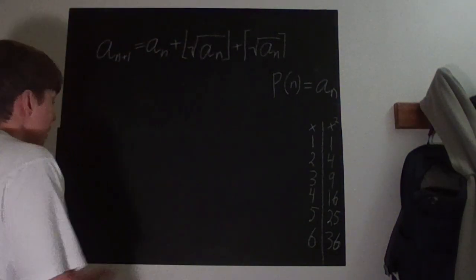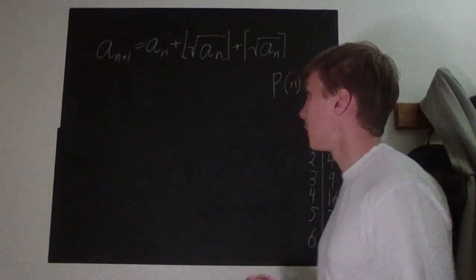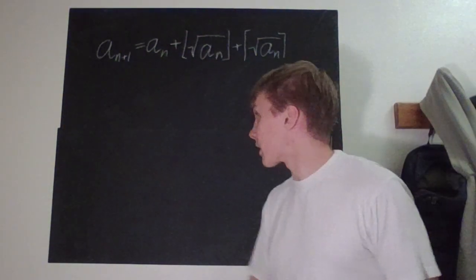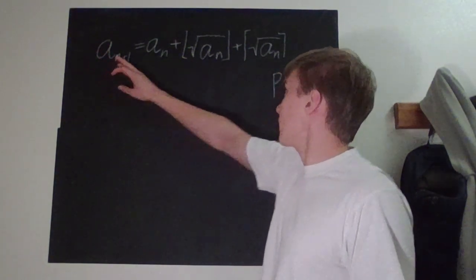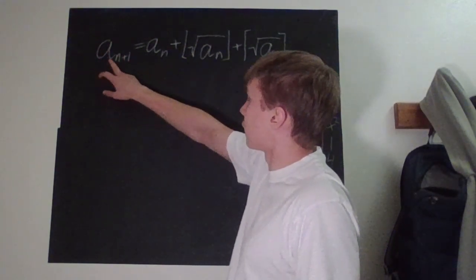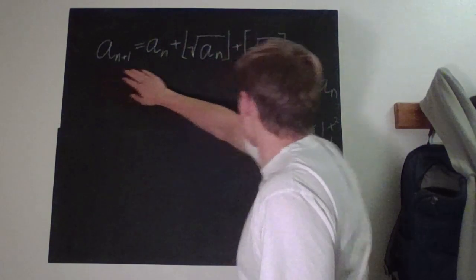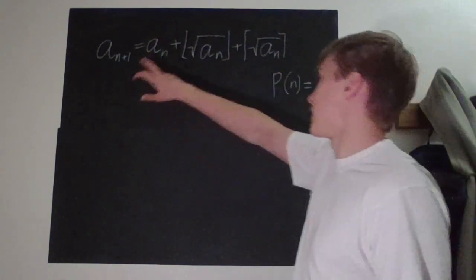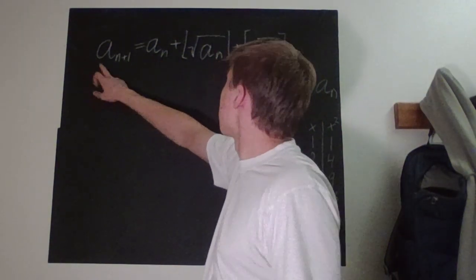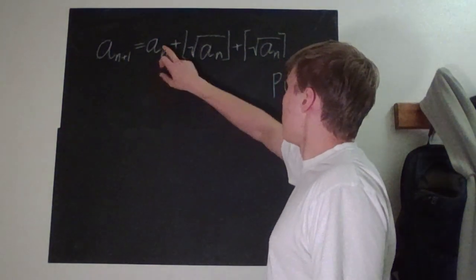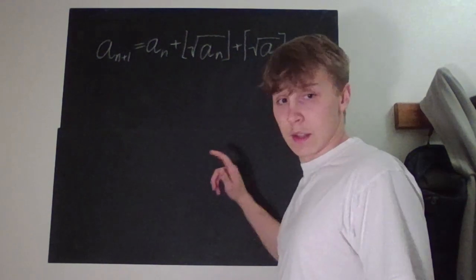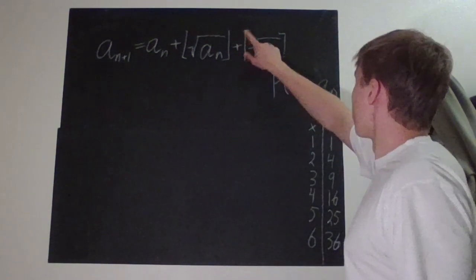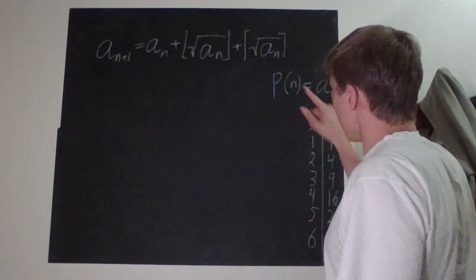Okay, so what do we have here? We have a series a_n, all positive integers, and we have a recursive formula. The next number in the series is equal to the last one plus the floor of the square root of a_n plus the roof of the square root of a_n.